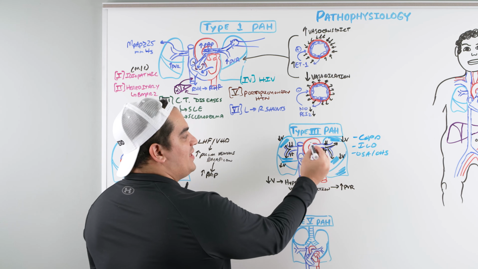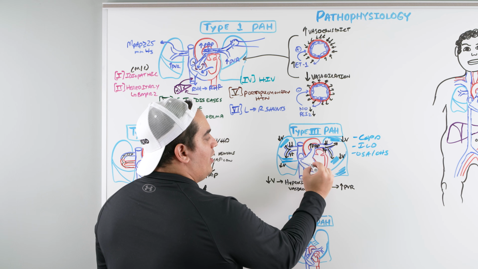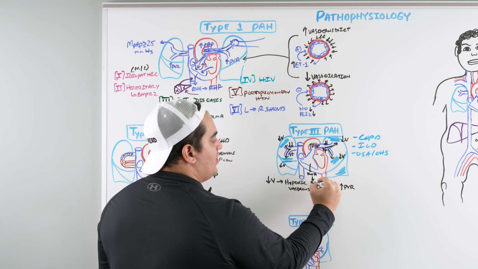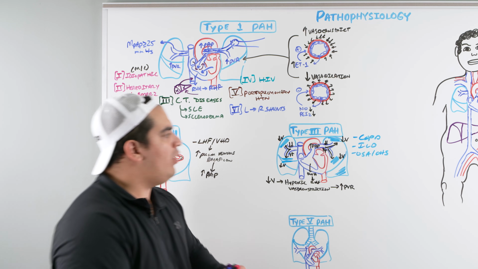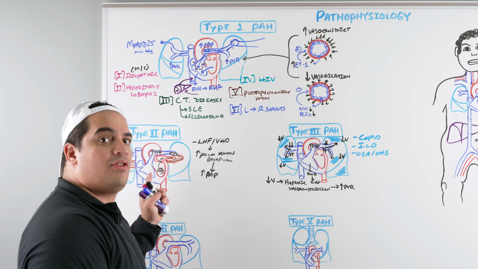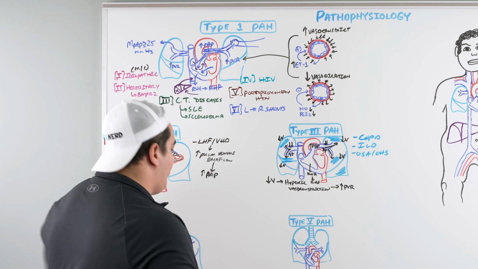If you increase the resistance in these vessels, what do you do to the pulmonary artery pressure? You increase it. Then you put strain on the right heart. That causes right ventricular hypertrophy. Eventually it goes into right heart failure. So, type 1, idiopathic, increased vasoconstrictors, decreased vasodilators. Type 2, left heart disease. Type 3, pulmonary diseases. Type 4.